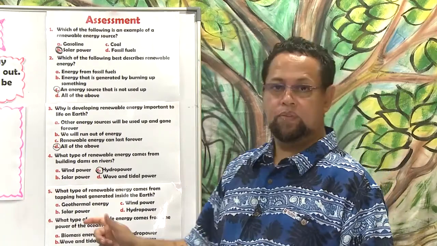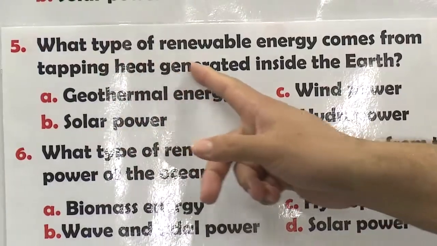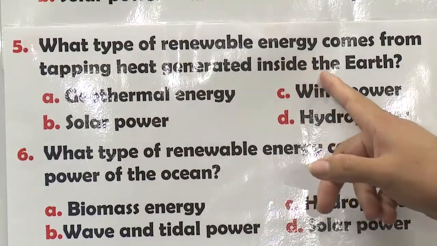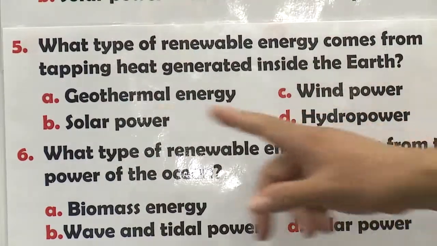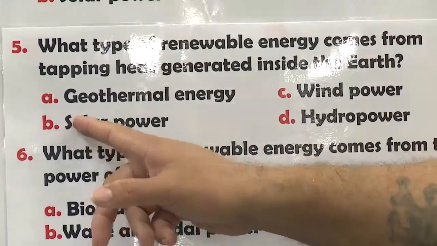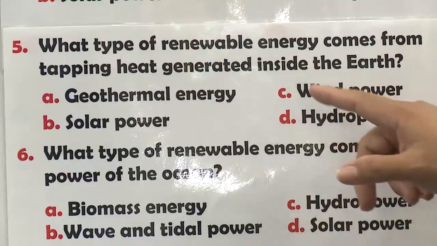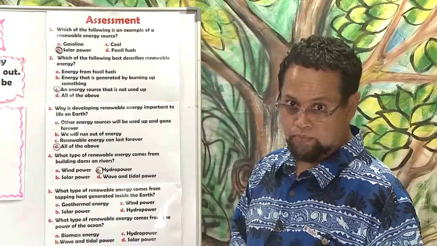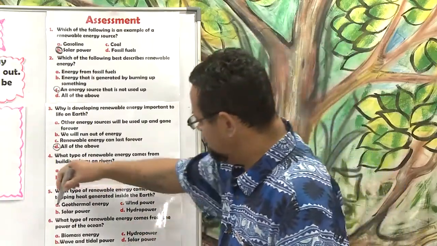Number 5. What type of renewable energy comes from tapping heat generated inside the earth? A. Geothermal energy. B. Solar power. C. Wind power. D. Hydropower. What's your answer? Good. A.